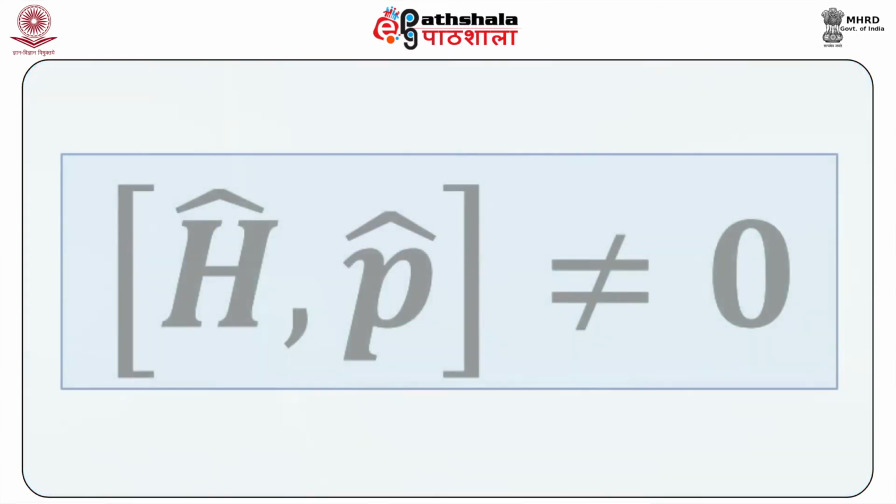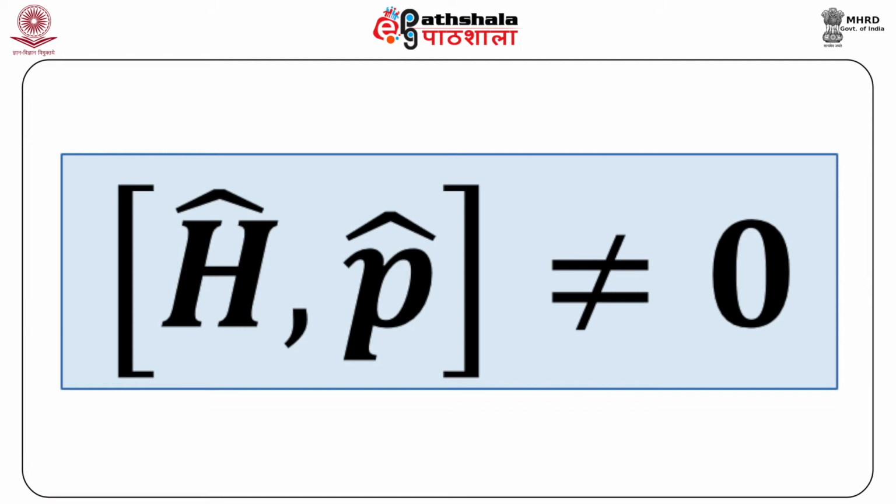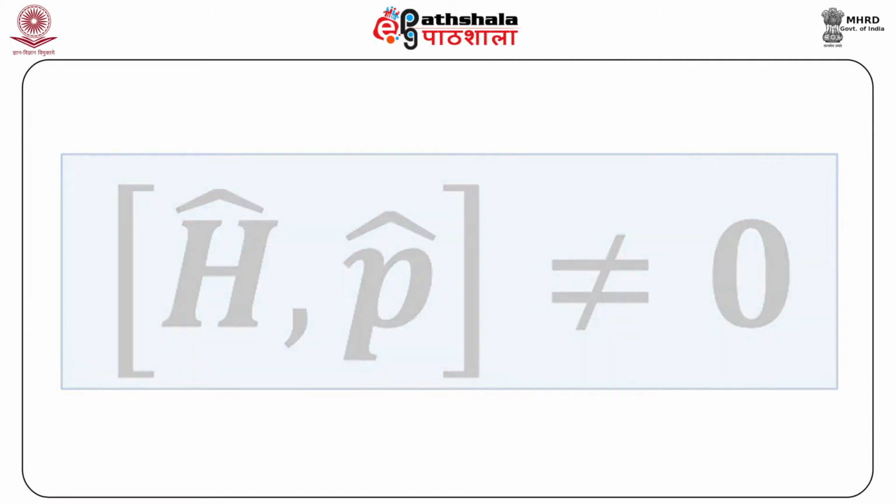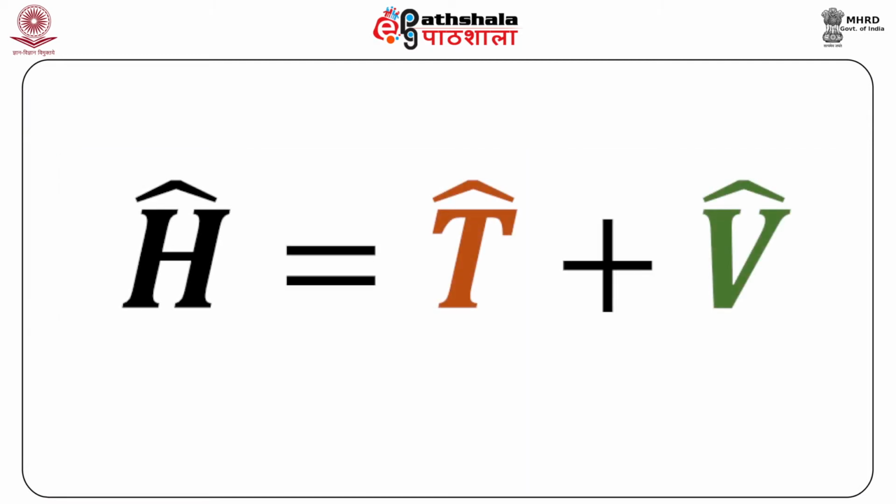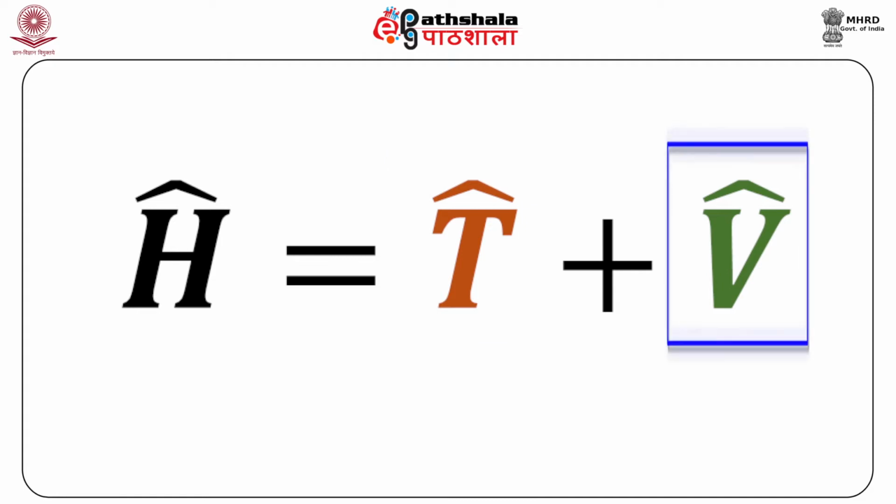Linear momentum of the system is conserved. However, linear momentum operator does not commute with Hamiltonian. This is because Hamiltonian is expressed as sum of kinetic energy operator and potential energy operator. That is, H caret is equals to T caret plus V caret, where T caret is the kinetic energy operator and V caret is the potential energy operator.